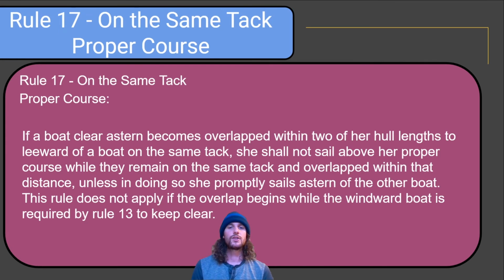We need that definition because it's used right away in this rule, rule number 17. Rule 17 says, if a boat clear astern becomes overlapped within 2 of her hull lengths to leeward of a boat on the same tack, she shall not sail above her proper course while they remain on the same tack and overlapped within that distance, unless in doing so she promptly sails astern of the other boat. This rule does not apply if the overlap begins while the windward boat is required by Rule 13 to keep clear.